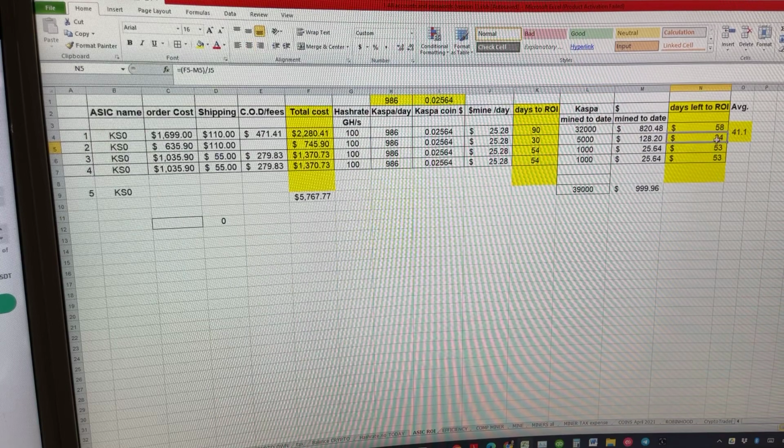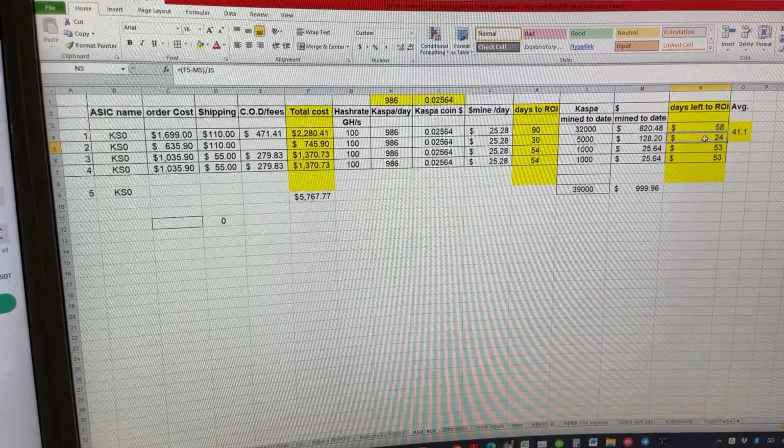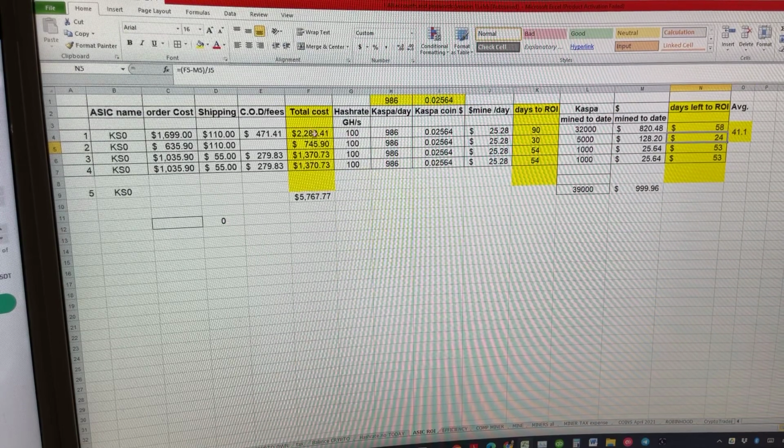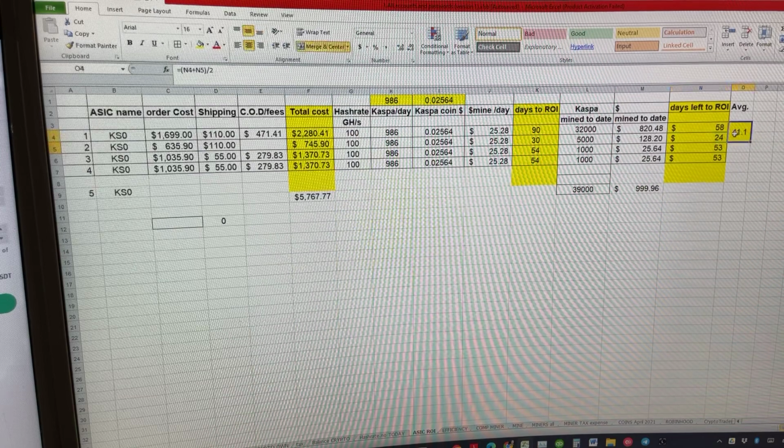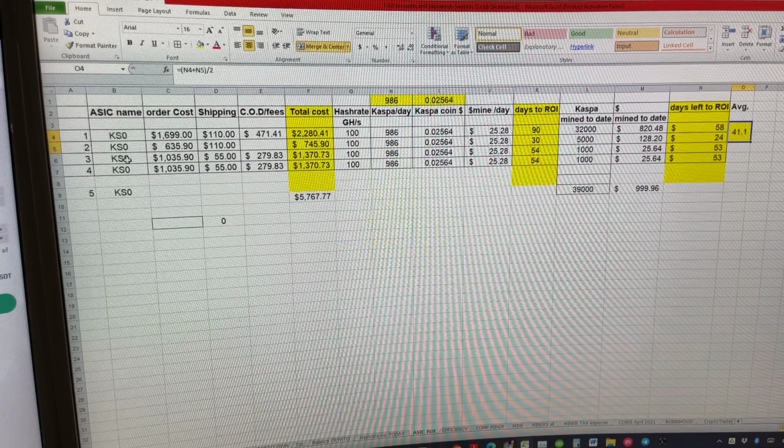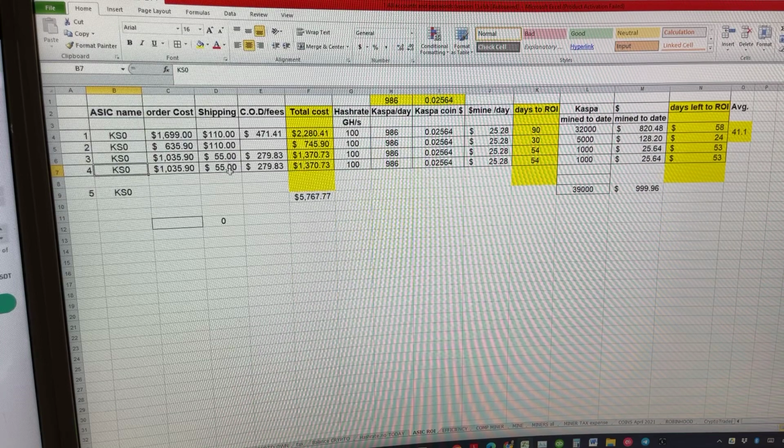However, that's because of the discount, so I need to combine the first and second, because they kind of average out, since for the first one we paid so much. So really my average for these first two miners is 41 days left to mine. So let's take a look at my second and third order. Because I ordered two of them together, the 110 shipping applies for both, so it's 55 each, so it's a little bit cheaper. Then my customs duties here, so it was 1,370 each.